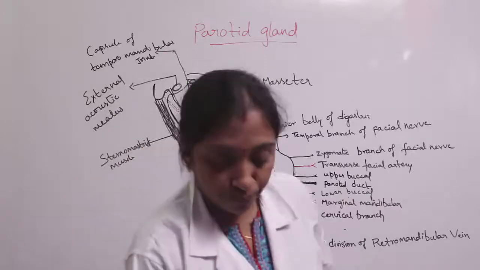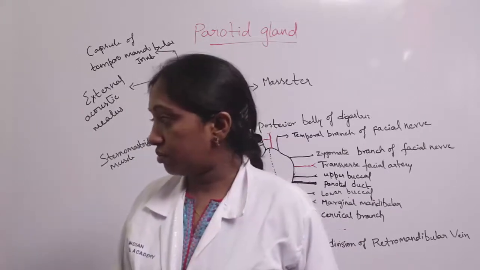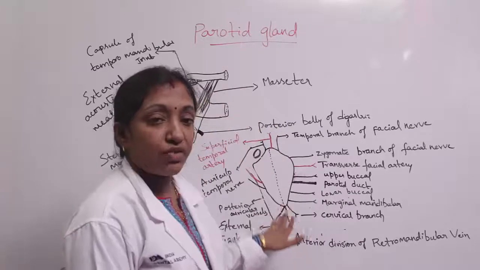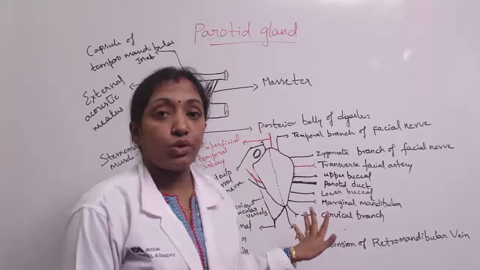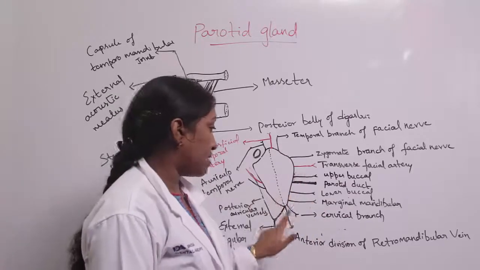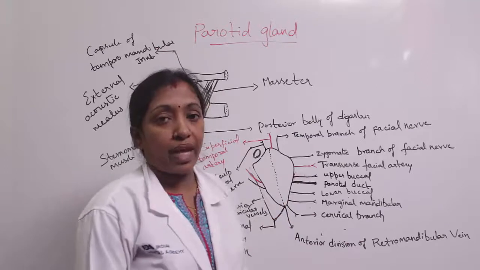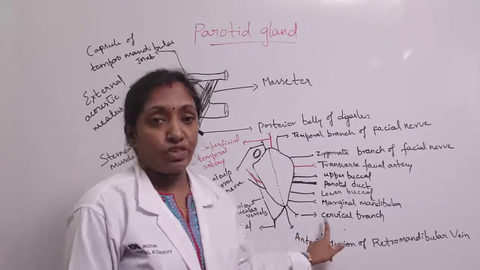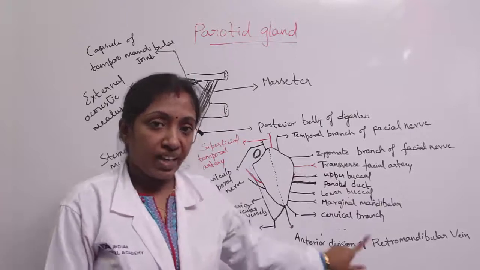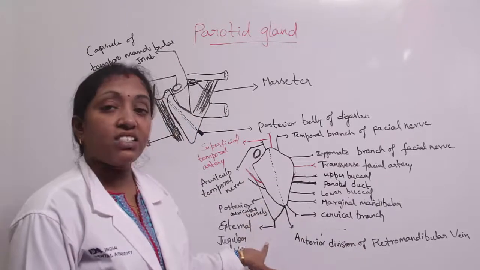Okay, coming to the apex, it is facing downwards and it enters into the carotid triangle. And from the apex, three structures emerge. They are the cervical branch of the facial nerve, the anterior division of the retromandibular vein, and the formation of the external jugular vein.